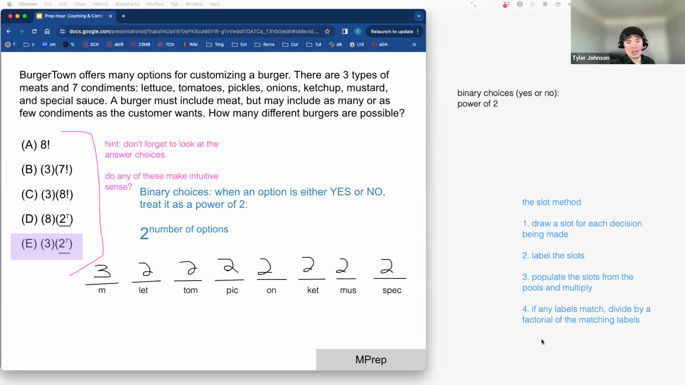Another implementation. Okay, so I had a question before I move on. A question that just came up was, how come meat is just 3 and not 3 times 2 times 1? And the answer is because you must include meat, right? No matter what, a burger has to have meat in it, and we have 3 different options. So that's a pool of 3. So according to the fundamental counting principle, we're just multiplying by 3.